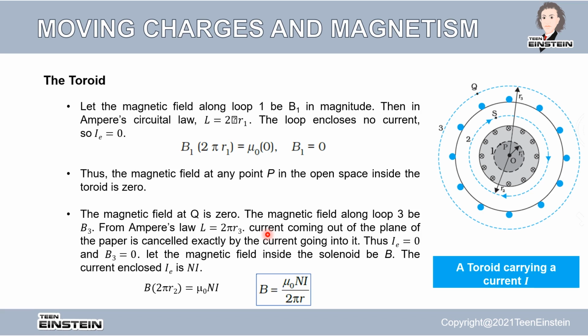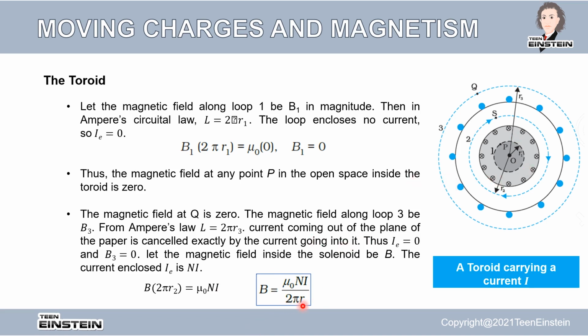Now what is the only loop that is left? That is loop 2. And now if you look at loop 2, what is the current enclosed in loop 2? That is just N I. So if I is the current flowing through the toroid, then N into I is the total current enclosed. So on the left hand side you have B times 2 pi R2. On the right hand side you have mu 0 N I. So finally you get B equals mu 0 N I by 2 pi R. So this is nothing but the magnetic field inside the toroid.